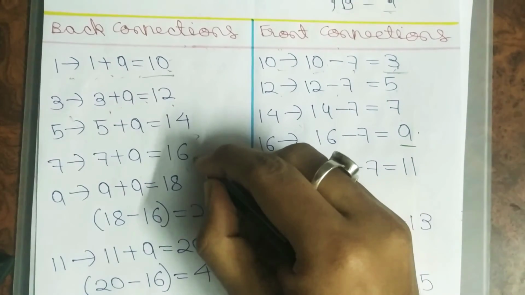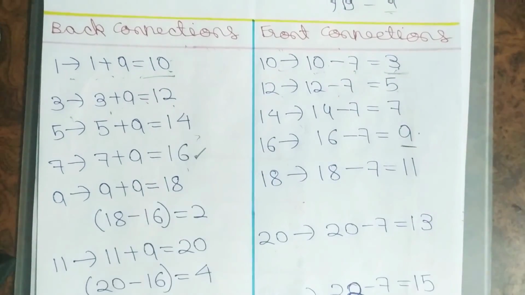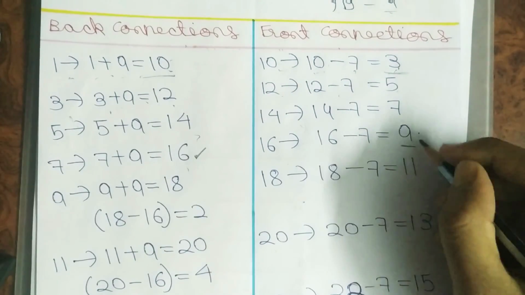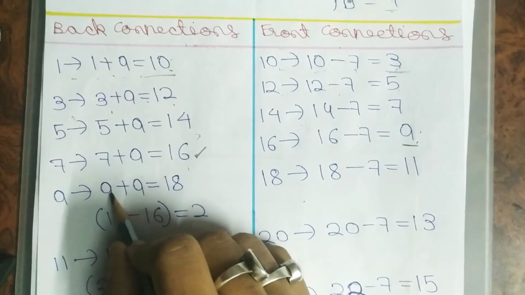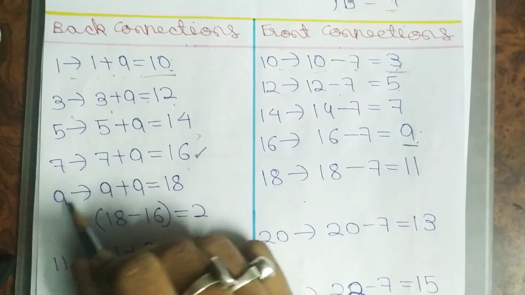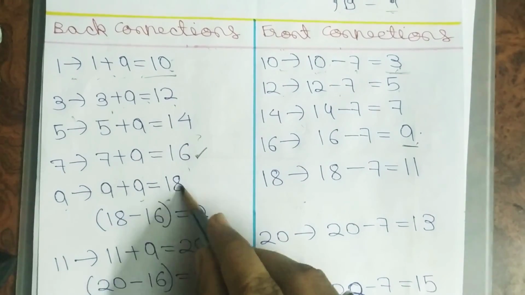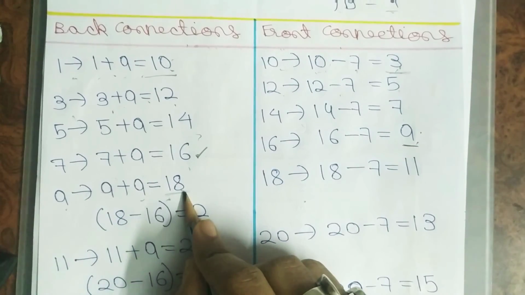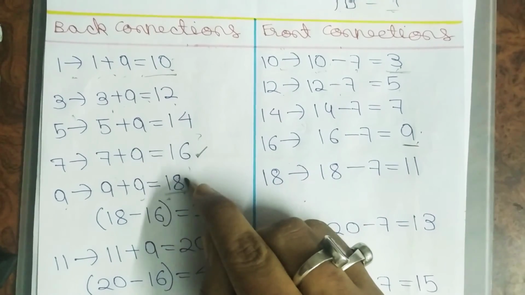So here, the total number of conductors is 16. So we have reached the value of 16. Okay. In back connection, the value is 9, so you have to add plus 9, it will become 18. So 18 is greater than the value of the conductor. The value of the conductor is 16 and it is 18.